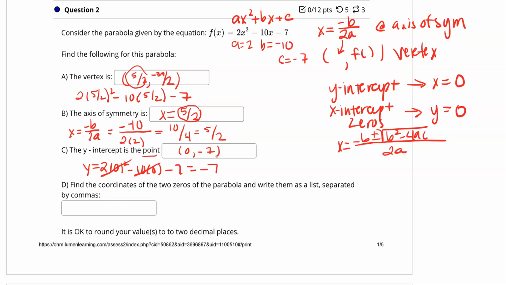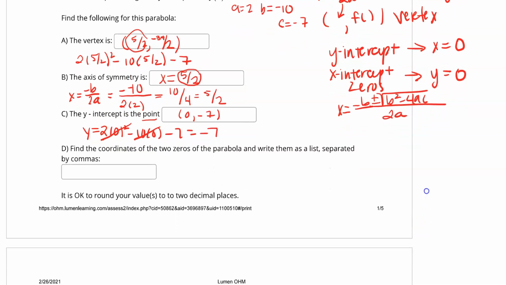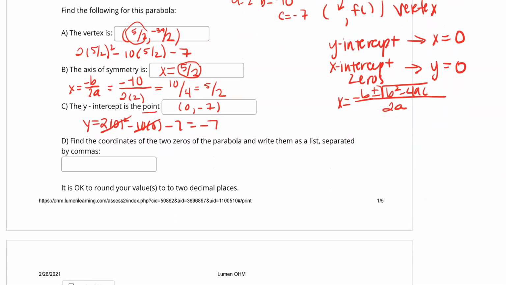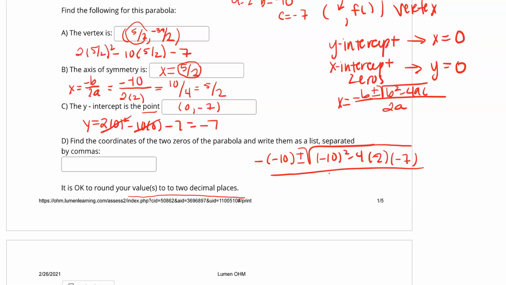Last one says find the coordinates of the two zeros of the parabola and write them as a list separated by commas. So what we want to do is our quadratic formula to work this out. The fact that it's telling me about rounding to 2 decimals kind of cues me that this is not going to factor. So I'm going to use my same values from above. So this would be negative negative 10 plus or minus the square root of negative 10 squared minus 4 times 2 times negative 7 over 2 times a, which is 2. And this is our x values.